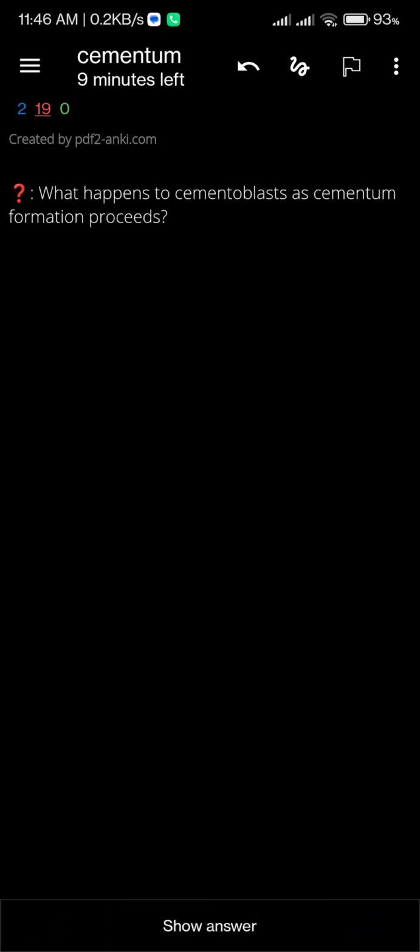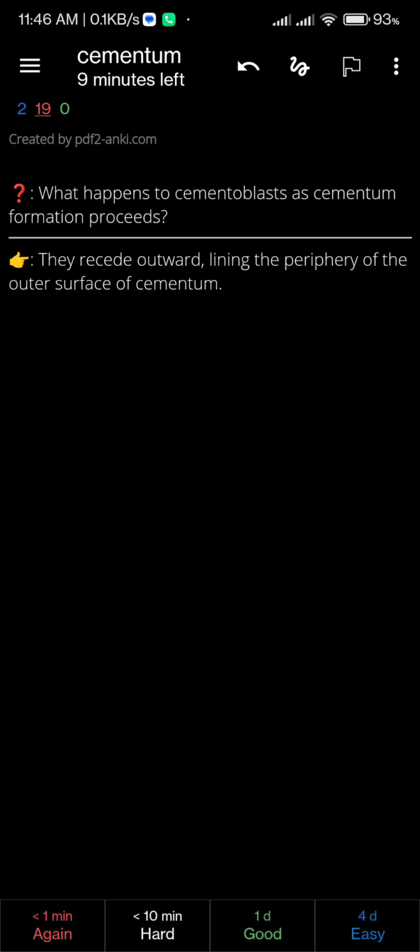What happens to cementoblasts as cementum formation proceeds? They recede outwards and line the periphery of the outer surface of cementum.